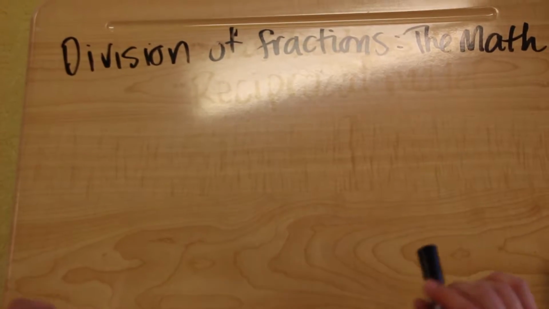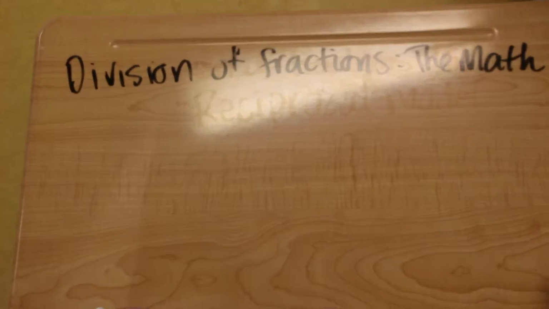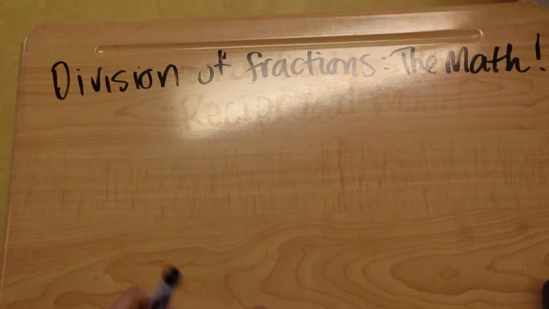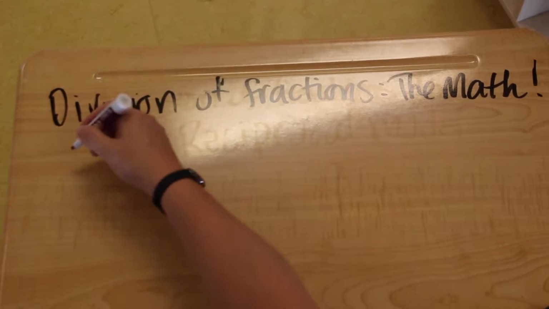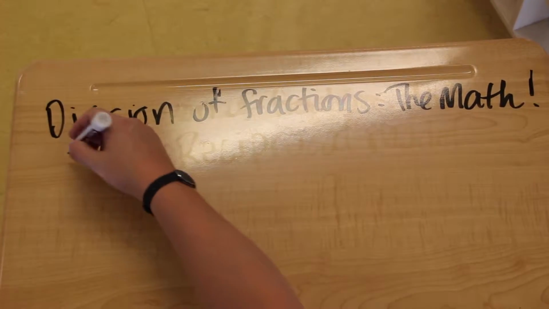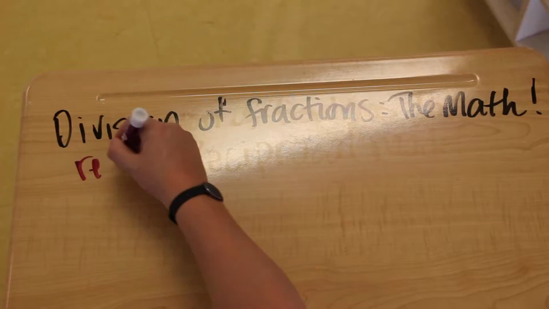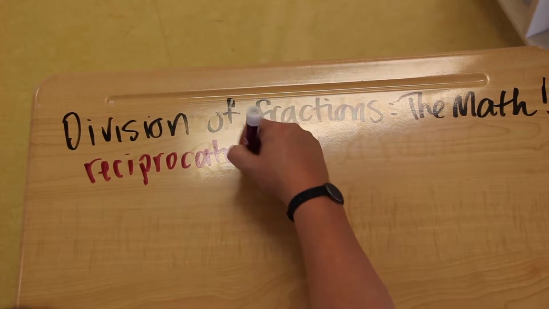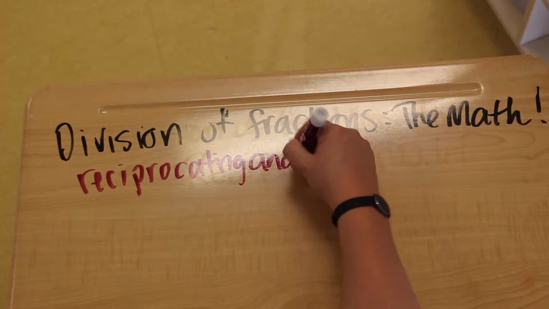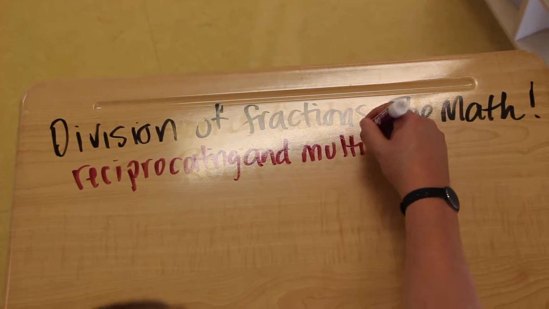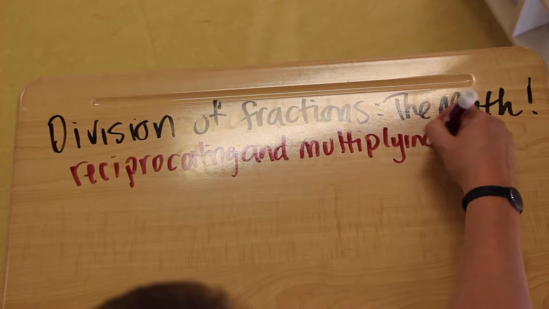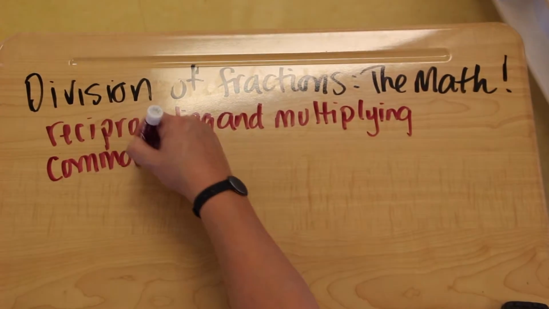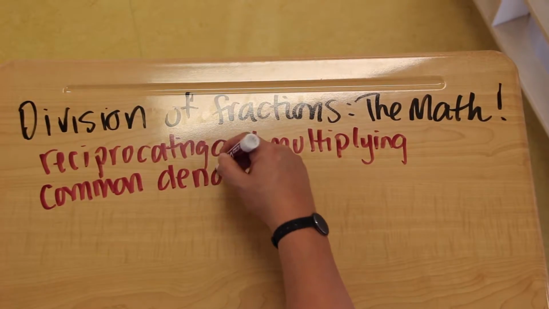We are going to do division of fractions. That's our next section in operations with fractions. We're going to go over two different models. We're going to do the most commonly accepted model, which is reciprocating and multiplying. And we're also going to do common denominators.